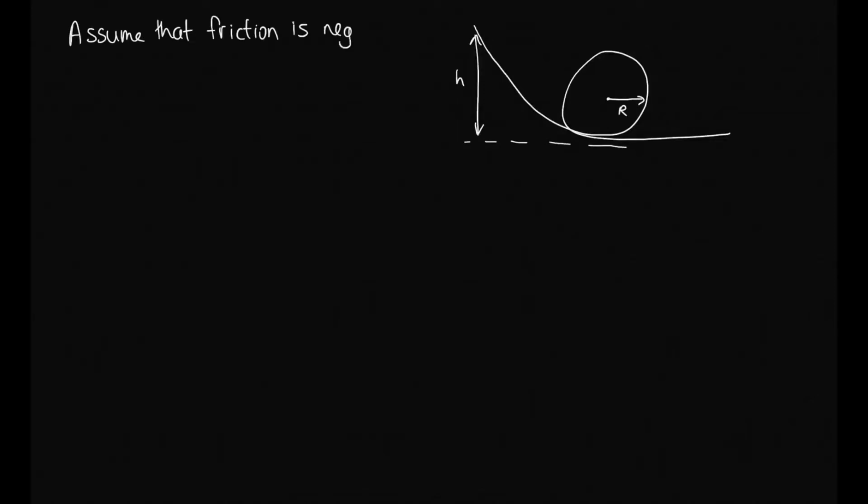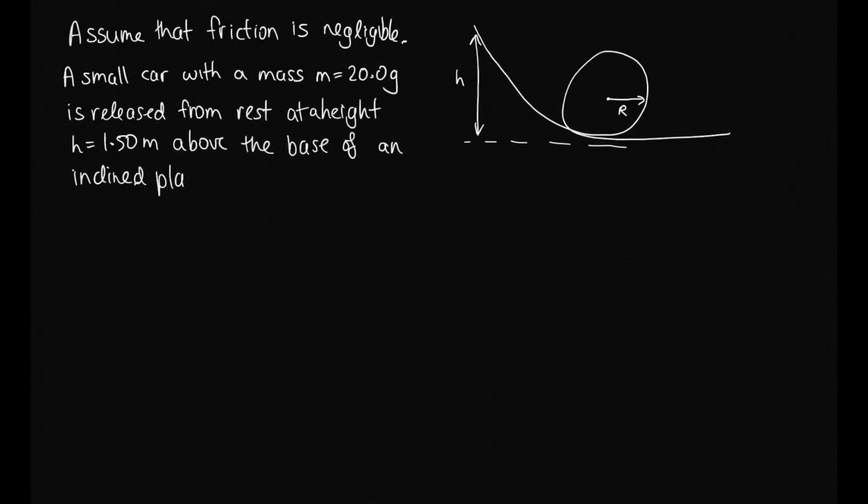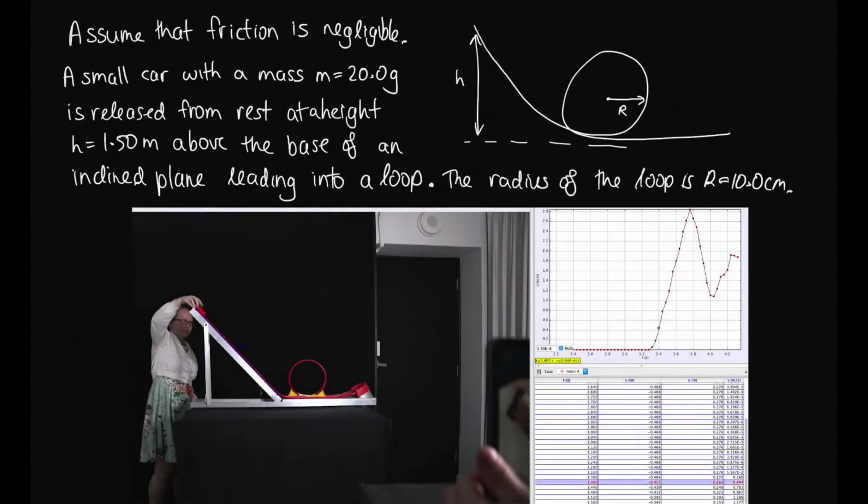So in this question, we're told to assume that friction is negligible. A small car with a mass of 20 grams is released from rest at a height h equals 1.50 meters above the base of an inclined plane leading into a loop. The radius of the loop, r, is equal to 10.0 centimeters. So this is the same situation as what we saw with the Hot Wheels car, which came down the ramp and then went round the loop.